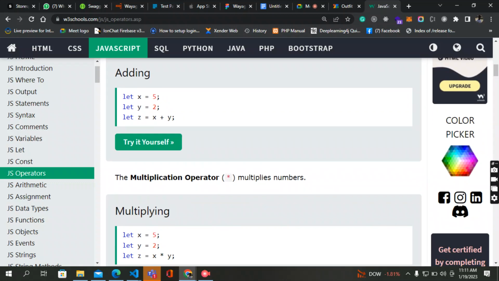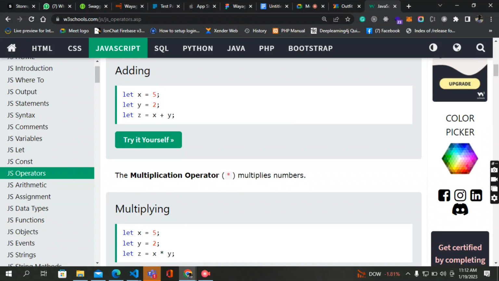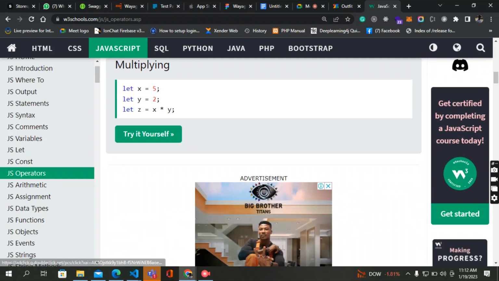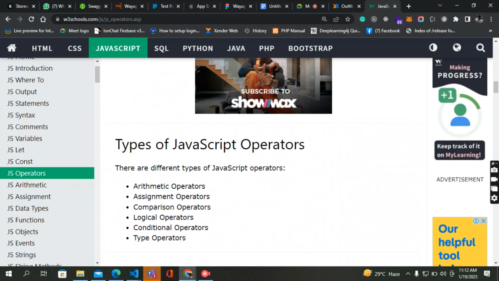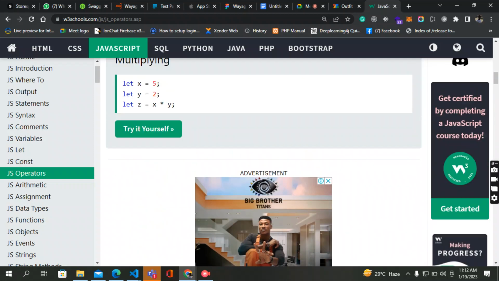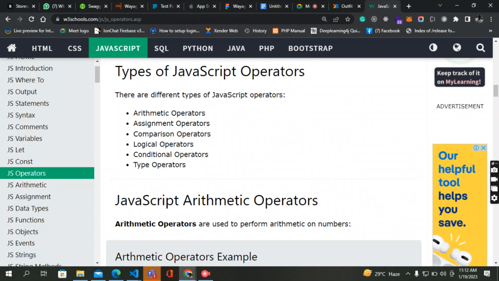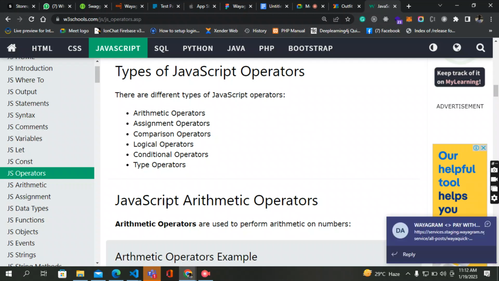So that is what the addition operator, which is the plus sign, is doing. The same thing with multiplying, which is the asterisk. Asterisk denotes multiply, and you can see it's just straightforward, no strings attached. So those are examples of operators, and then we have the types of operators here, which are arithmetic operators, assignment operators, comparison operators, logical operators, conditional operators, and type operators.